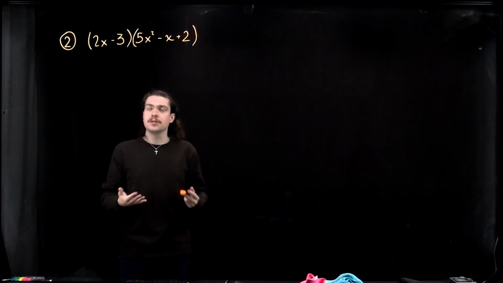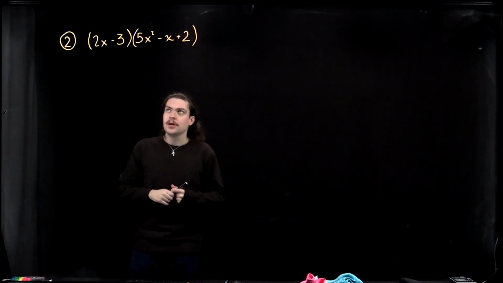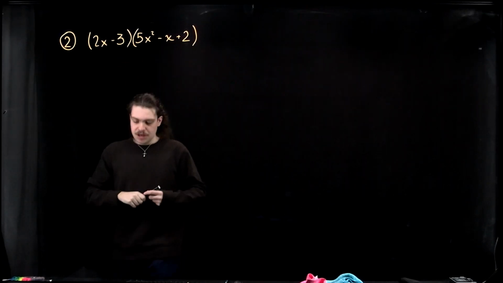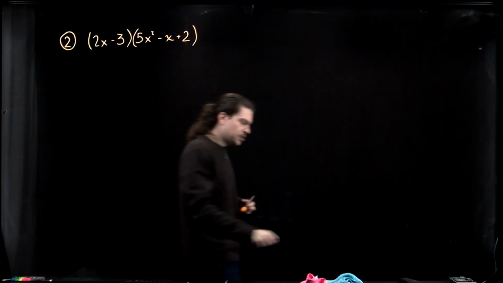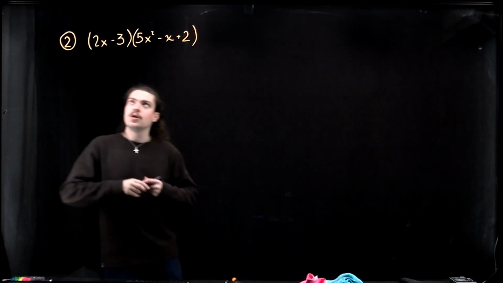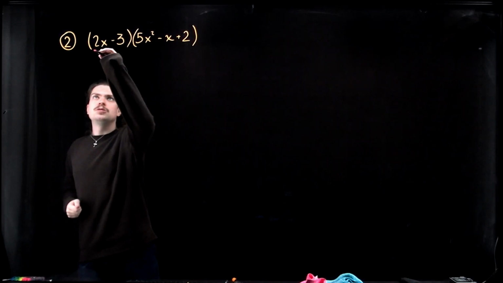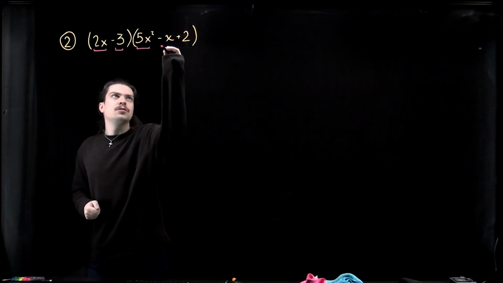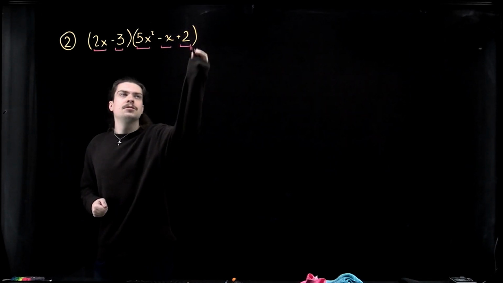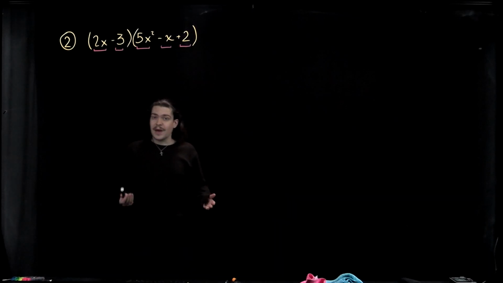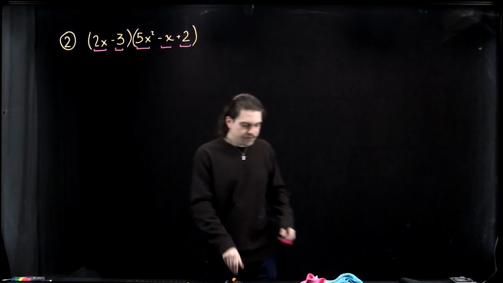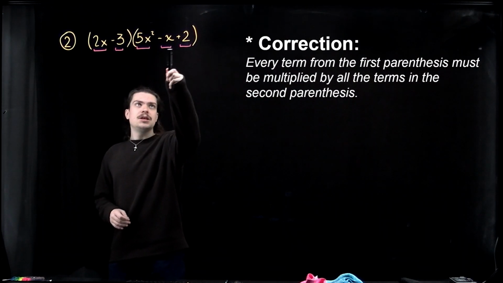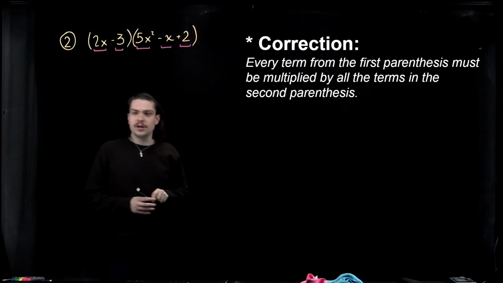For this next problem, let's take a look at some advanced distribution, where we have a binomial multiplied by a trinomial. In each of these parentheses, in the first one we have 2 terms, and in the second one we have 3. The key with an expansion such as this is that we have to make sure that every single term, each of these 5, gets multiplied with all the other ones that are present.